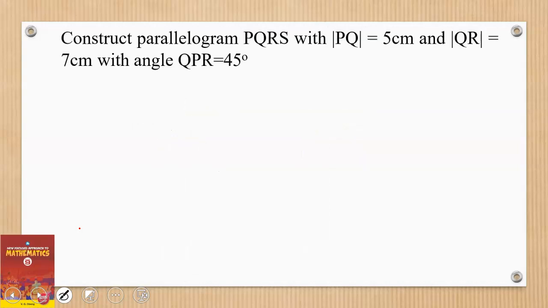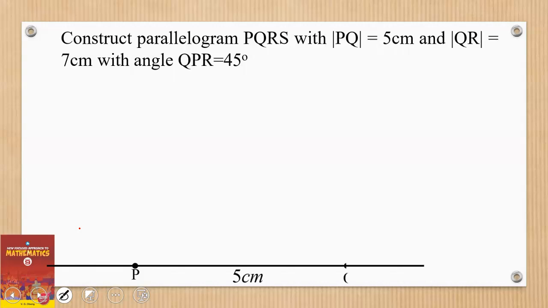Construct a parallelogram PQRS with the dimensions PQ 5 centimeters, QR 7 centimeters, and one of the interior angles, that is angle QPS, 45 degrees. So again, we are going to have a PQ line 5 centimeters. So put a compass pin at P, make a mark of 5 centimeters, and then locate your Q. Remember, this is not drawn to scale, but in your case you have to measure it accurately.